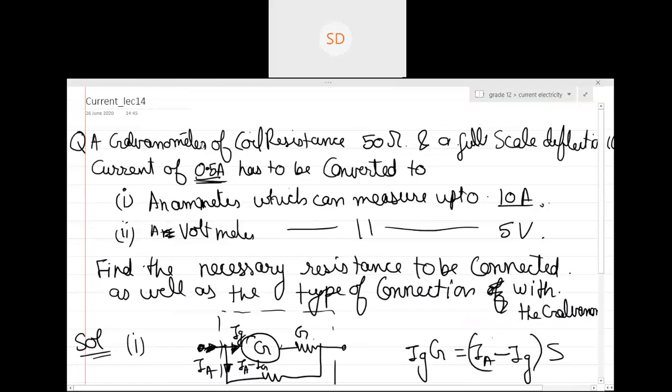A galvanometer of coil resistance 50 ohm and a full scale deflection current of 0.5 ampere has to be converted to an ammeter which can measure up to 10 ampere and a voltmeter which can measure up to 5 volt. These are two different sub questions. Okay. So now the question is: find the necessary resistance to be connected as well as the type of connection with the galvanometer. Clear? Yes, sir. Thank you, sir.